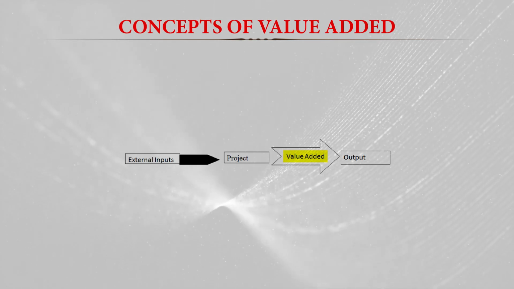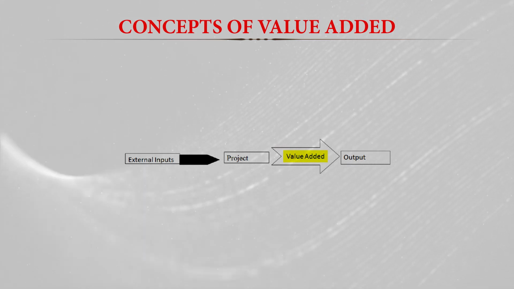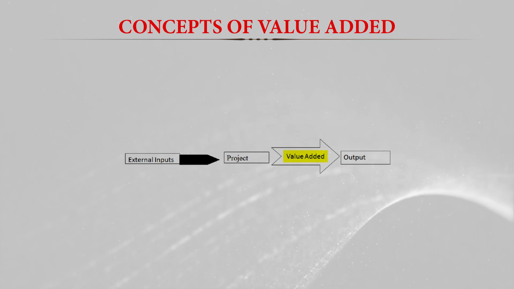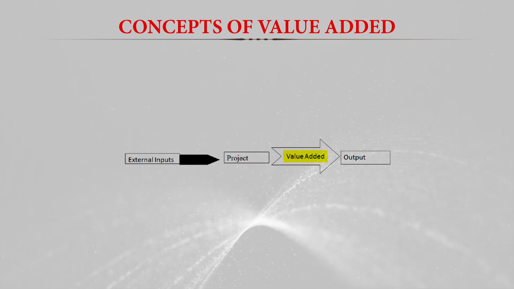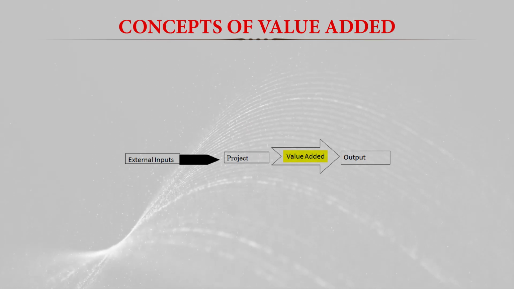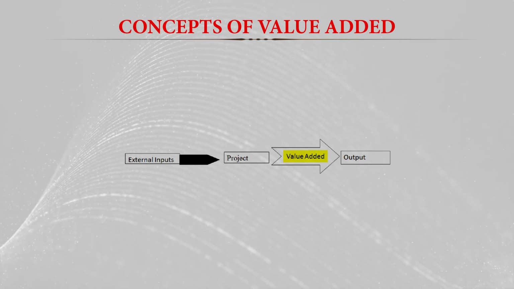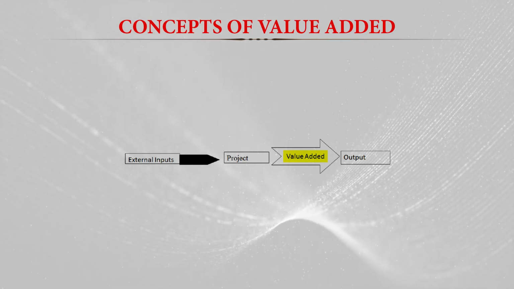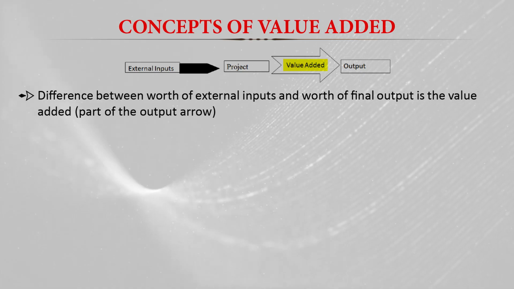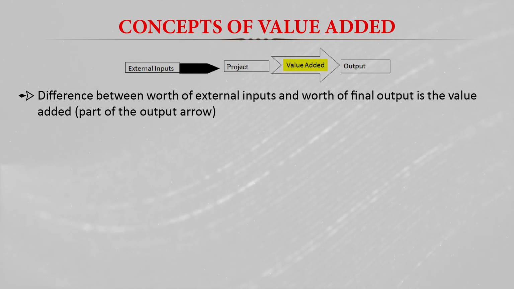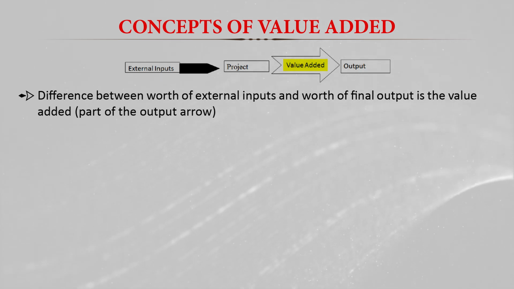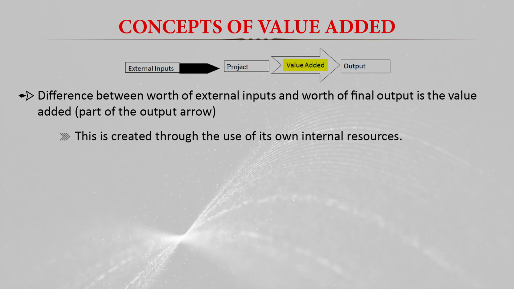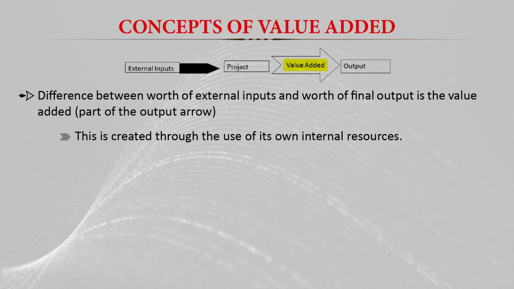So here we can understand the concept of value added. In the project we are taking some external input, and in the production process we add some value, and then we have some output. Here in yellow color is the value added; the value addition or increase in production due to that project activity is the value added from the project. It is basically the difference between the worth of the external inputs and the worth of the final output. That is shown as the part of the output arrow here, and this is created through the use of its own internal resources.